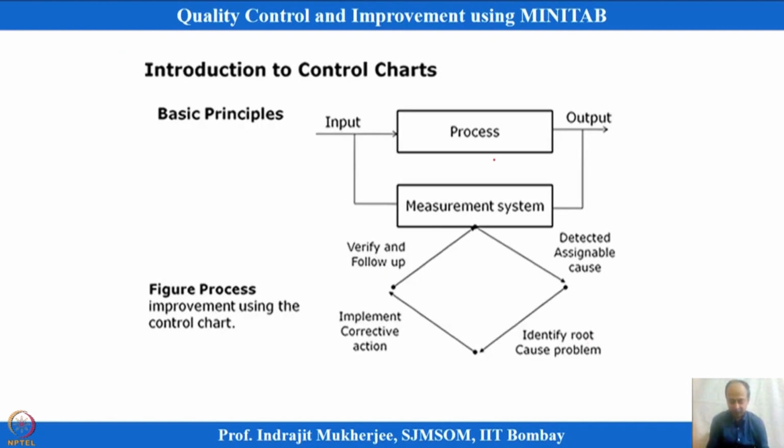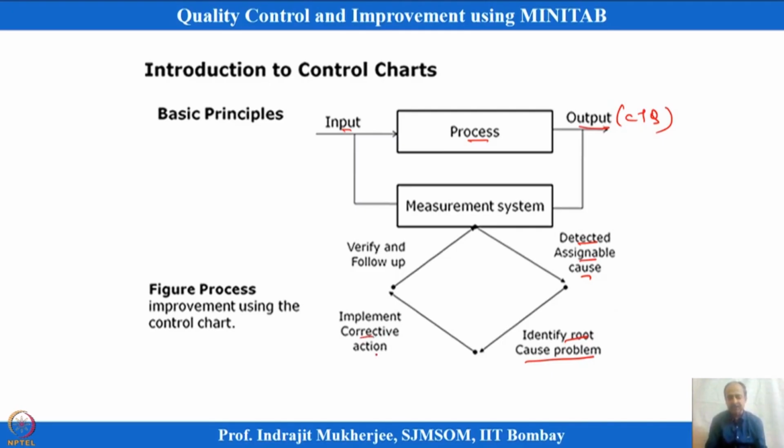Basically, what I showed is that there will be inputs, there will be a process running, and the output is the CTQ that we monitor. Then we verify with control chart techniques and try to detect whether there is an assignable cause. If there is, we identify the root cause of the issue and eliminate that cause so that it does not recur in future.